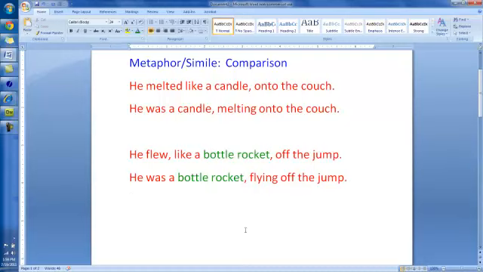If we replace the word bird with bottle rocket, he flew like a bottle rocket off the jump. Or he was a bottle rocket flying off the jump. Now we have a different visual image in our mind, and it's a more unusual metaphor and simile than saying he flew like a bird. So the more unusual you make your metaphor or simile, the more powerful an effect it will have on your reader.